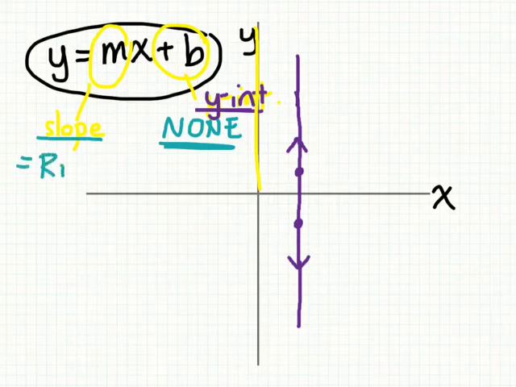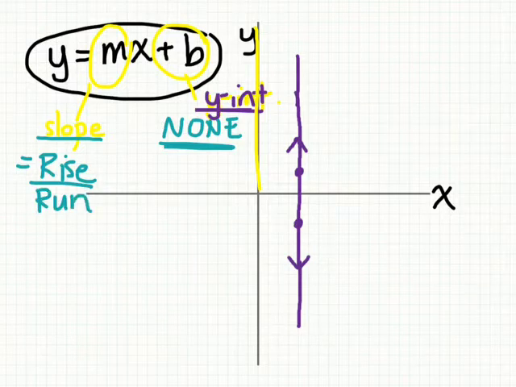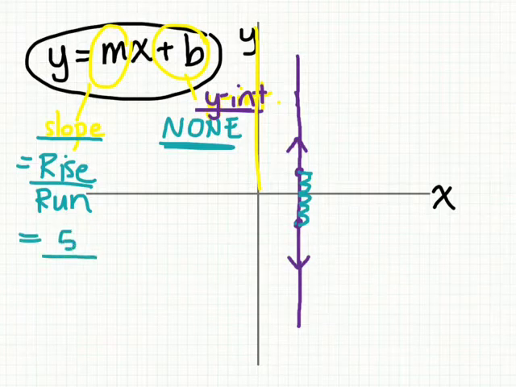Well, we know that the slope is rise over run. Let's pick these 2 points here. Let's count the rise. 1, 2, 3, 4, 5. From here to here, it has a rise of 5. And does it run? Does it go left or right, this line? Does it go across? It has a rise, but does it have a run? The run is actually 0.